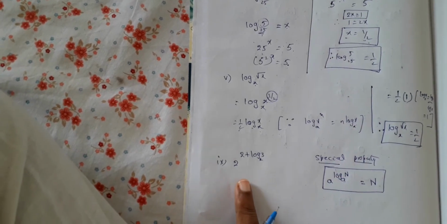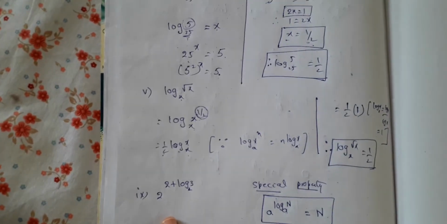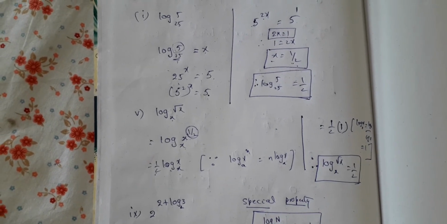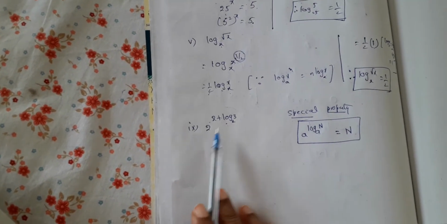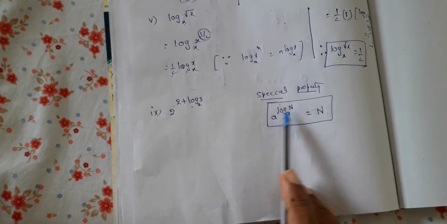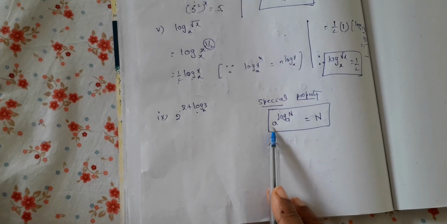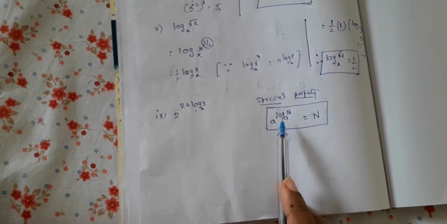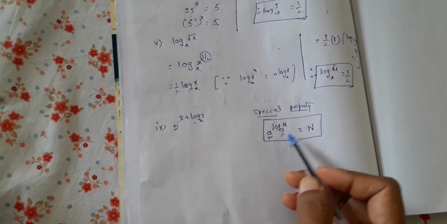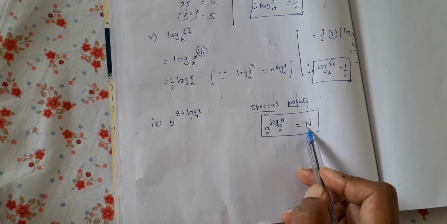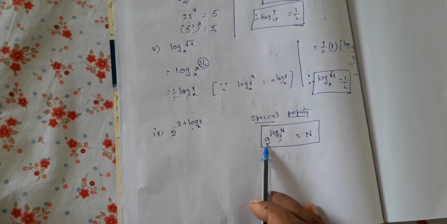Right. Next problem. So take a screenshot here. Both the problems, right? The next one. Here in the power itself you have a log. There is a special property to be applied here. That is, a number n in the power means a power log n base a, and the rule is that this base and this base must be the same. Right? A power log n base a is equal to n. This property we are going to use here.